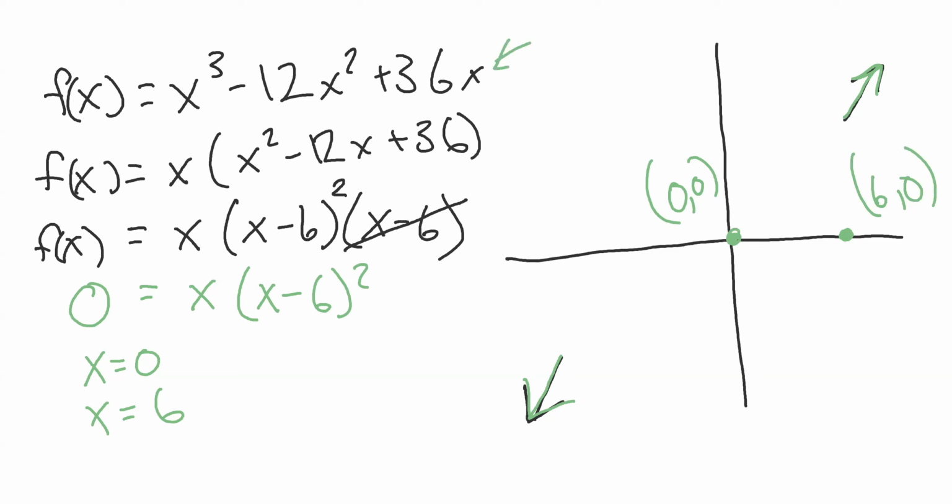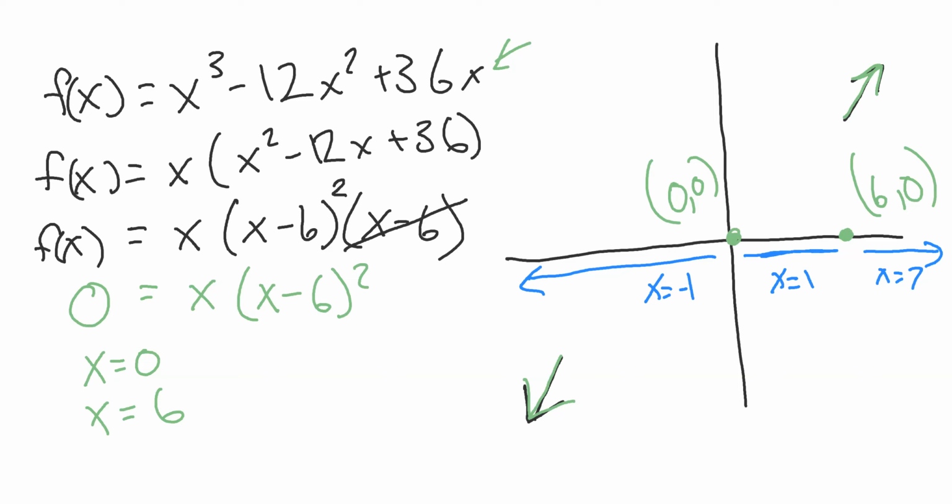Now we want to figure out where is our function above or below 0? And essentially we've got three regions. We've got everything below 0, everything between 0 and 6, and everything from 6 on. So we'll just pick any point in each region. Let's pick x equals -1, let's pick x equals 1, and let's pick x equals 7, just because these are all easy points to put into our graph.